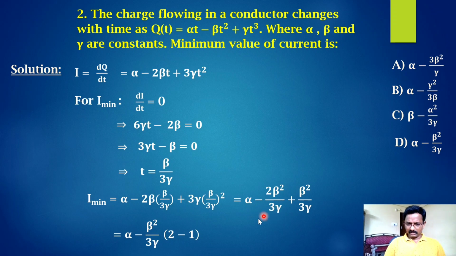Now in the above equation, if we write beta square by 3 gamma commonly outside, inside the bracket we will get 2 minus 1. So finally we got alpha minus beta square by 3 gamma bracket of 2 minus 1. So 2 minus 1 means 1. So we will get alpha minus beta square by 3 gamma. So we got I minimum, that is the minimum value of current, is alpha minus beta square by 3 gamma. From the given options, option D is the answer, my dear.